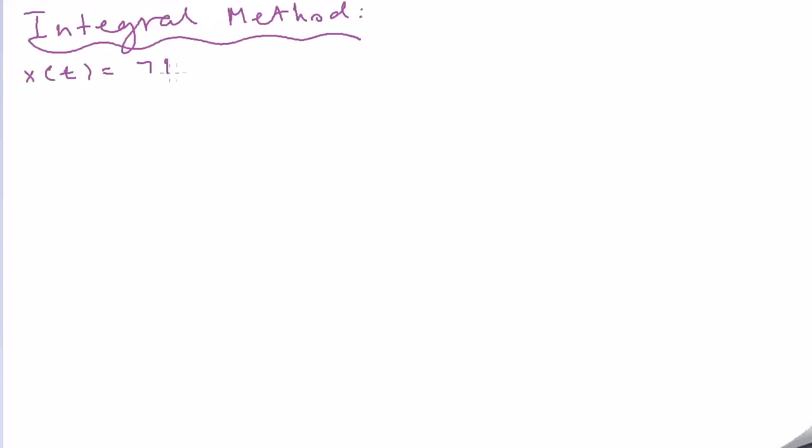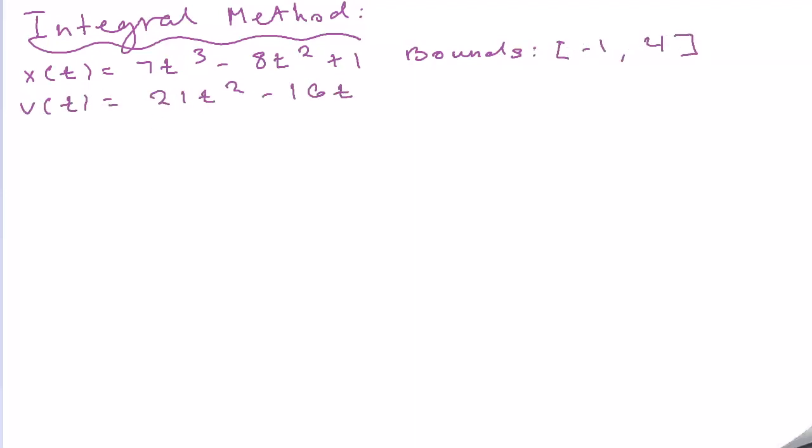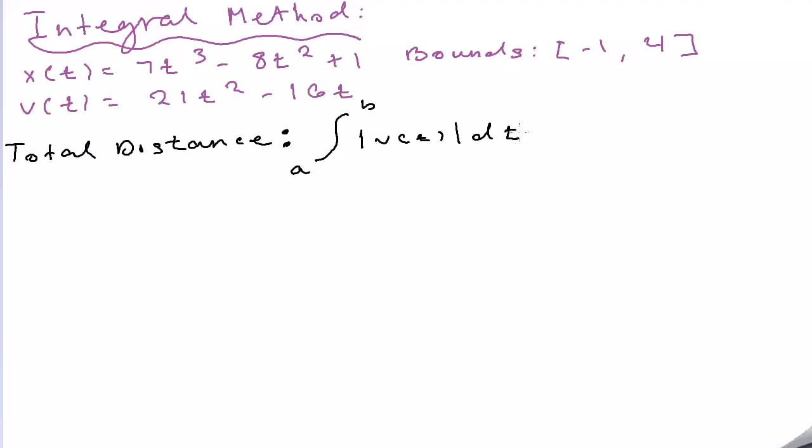Now let's do the integral method of this problem. Remember, our original problem was x of t equals 7t cubed minus 8t squared plus 1 with the bounds of -1 and 4. That means the derivative, or our velocity, is going to be 21t squared minus 16t. If you remember our total distance integral formula, it's going to be the integral of a to b of the absolute value of v of t dt.